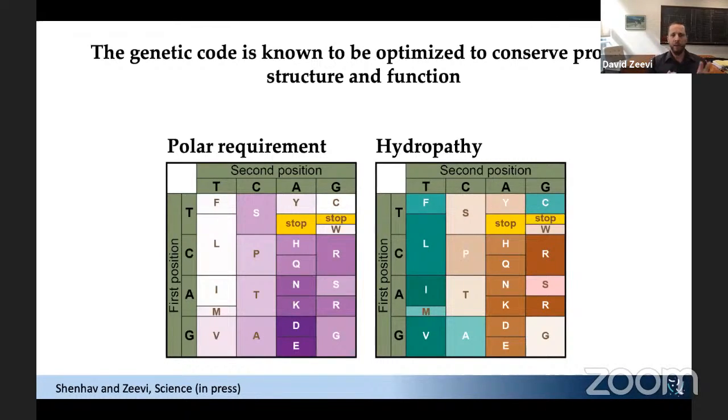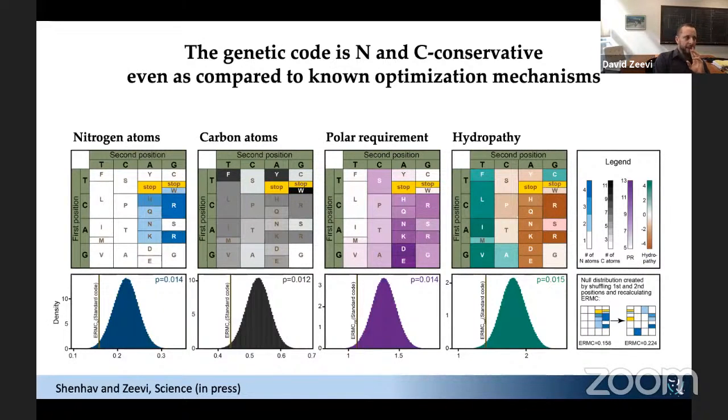So we reran our calculation with these metrics and found that the known optimizations for structure and function of the genetic code are on the same scale as the ones for nutrient conservation. We then asked if there is some sort of overlap between these metrics and the metrics we found on nutrient conservation. For example, it could be the case that if you optimize for hydropathy, you don't need to re-optimize for nitrogen and carbon because these two mechanisms overlap.